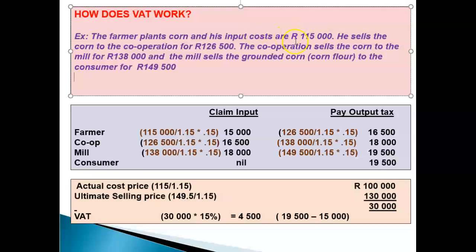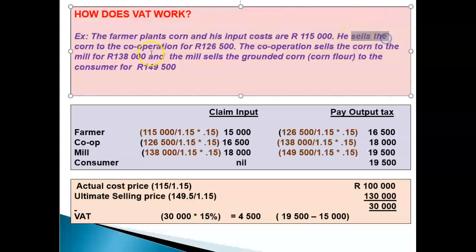He had input costs of 115,000, which included 15% VAT. So we have to take out the VAT. So his actual cost was only 100,000: 115,000 divided by 1.15. So the amount of VAT included in that was 15,000 Rand. 115,000 divided by 1.15 times 15% gives me an amount of 15,000. That was his input cost. That was cost that he incurred in order to grow the corn. So therefore, he can claim 15,000 from the receiver of revenue.